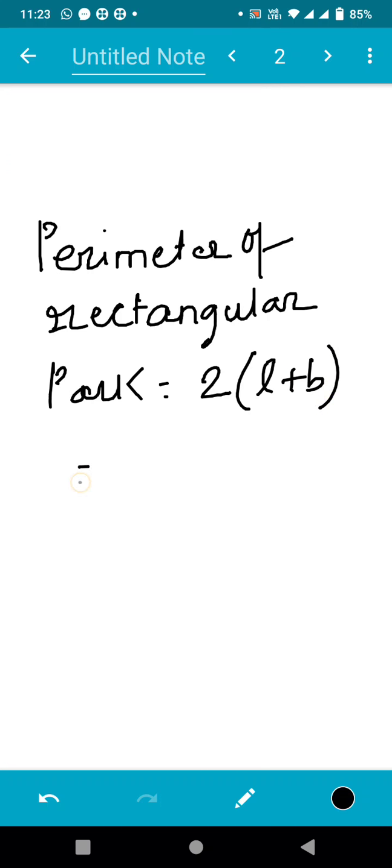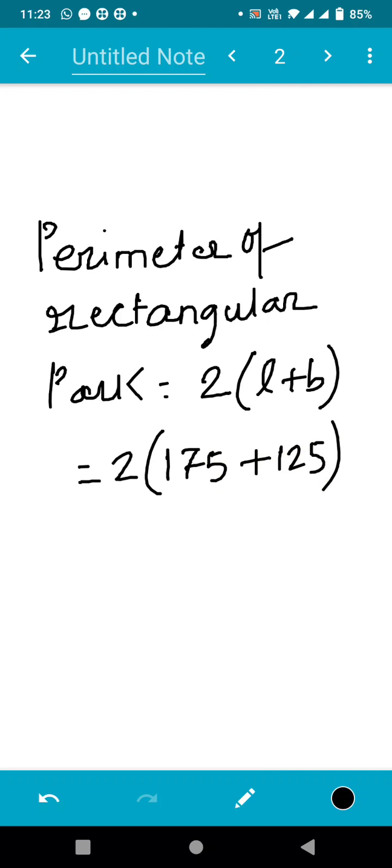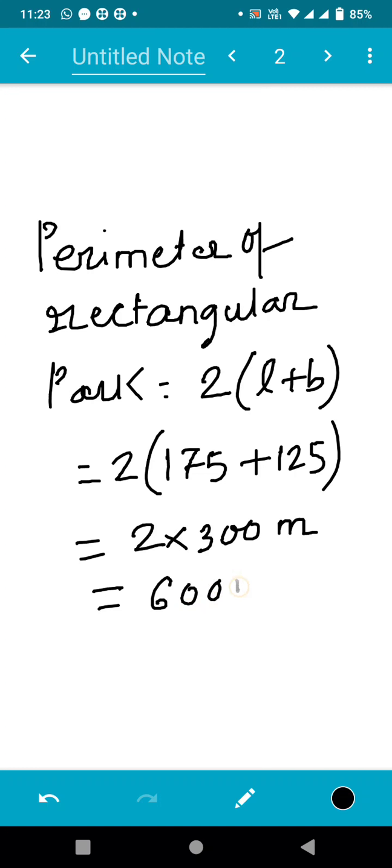Now what is the value of length given, students? The value of length is given, 175 plus 125. First of all we know that we have to solve the bracket. So if we add 175 plus 125 we'll get 300, and the unit we'll use is meter. So we'll multiply 2 into 300, so that will become 600 meter. Now we are aware of the total length of the rectangular park, that is the outer boundary length.